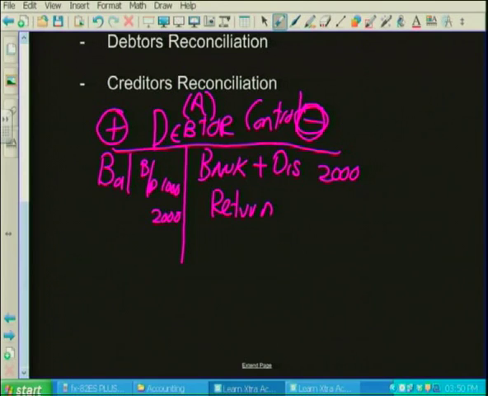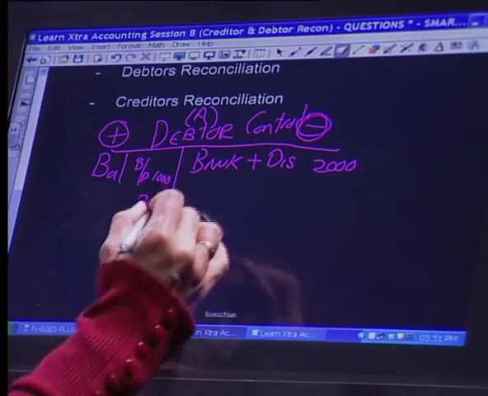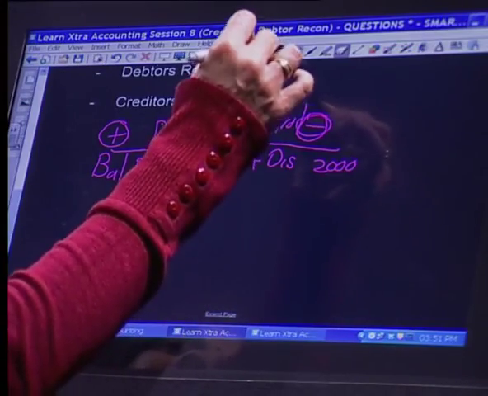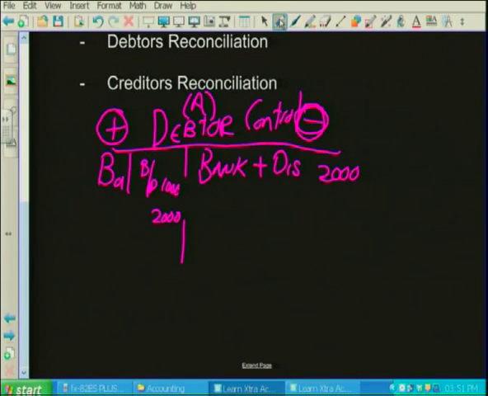I'm going to write down returns, but remember, we don't call it returns, we call it debtors allowance. Let's just fix that. Let's call it debtors allowance. Okay, so whenever there is an allowance granted to your debtors, debtors allowance, this will automatically decrease the balance that our debtors are owing us. So for example, we granted our debtors an allowance of 500 Rand.